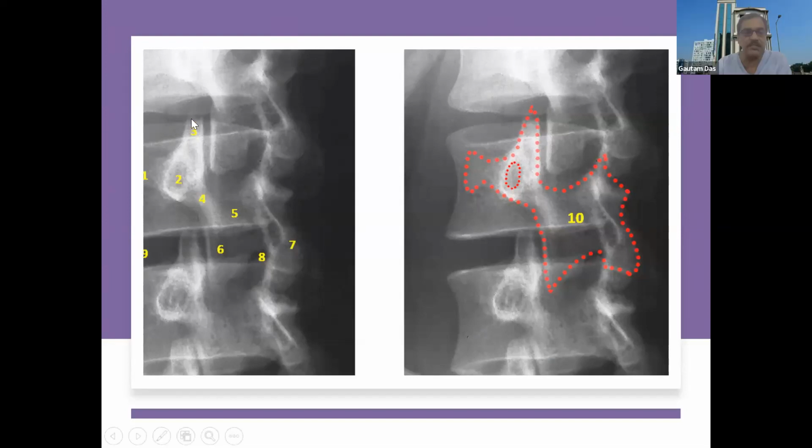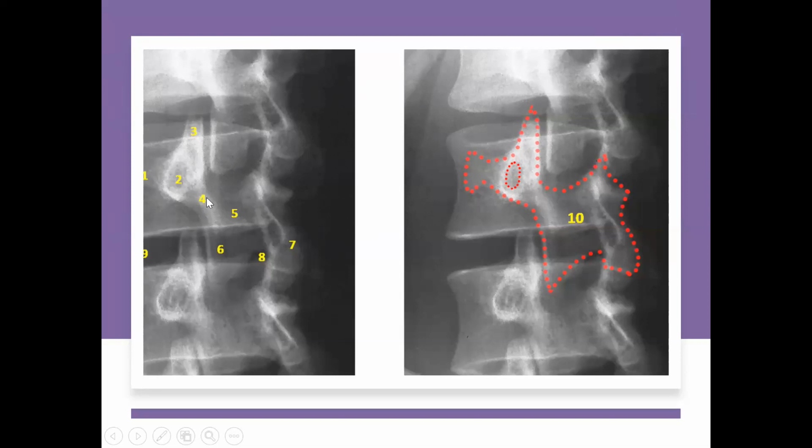So here in this image, you can see the superior articular process is very nicely seen. So to see the superior articular process, to see the facet joint, you can see the facet joint also very nicely opened up. So in the oblique view, the facet joints open up. So this is your superior articular process, this is your inferior articular process, and this neck of the Scottish dog is what? Inferior articular process.